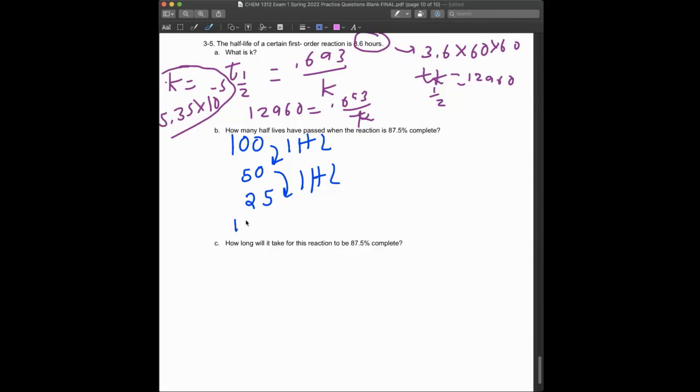And when we take half of that, we go to 12.5. So that's one half-life, right? So we can say that 3 half-lives have passed. So the answer will be 3 half-lives have passed.